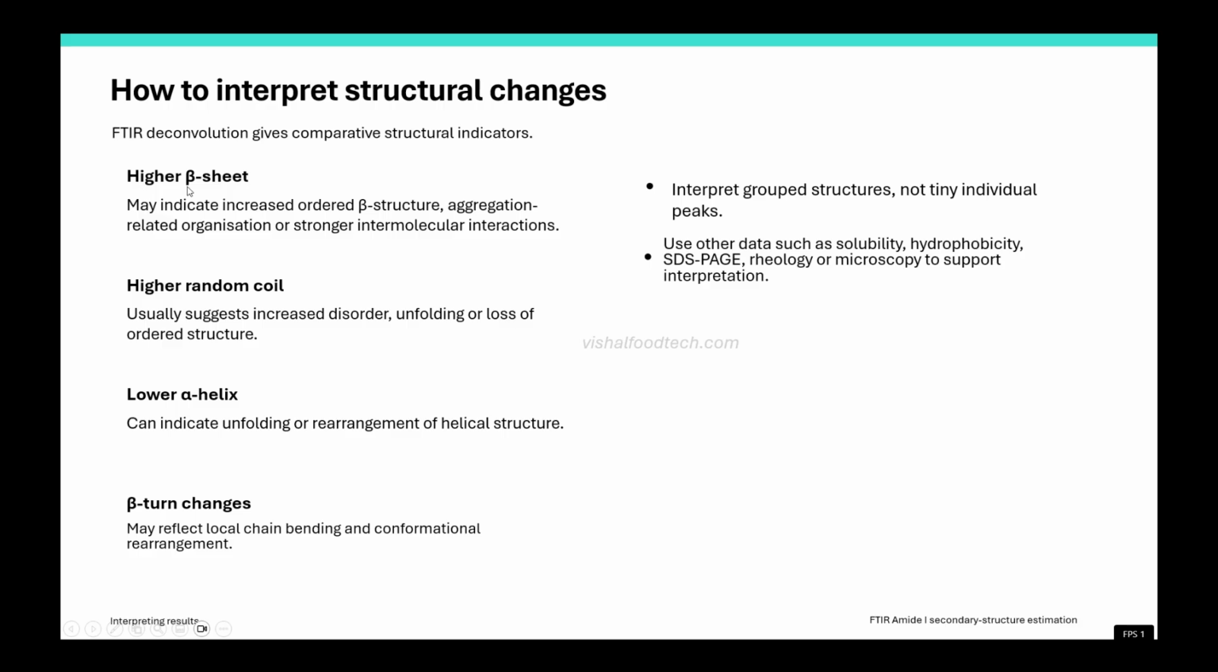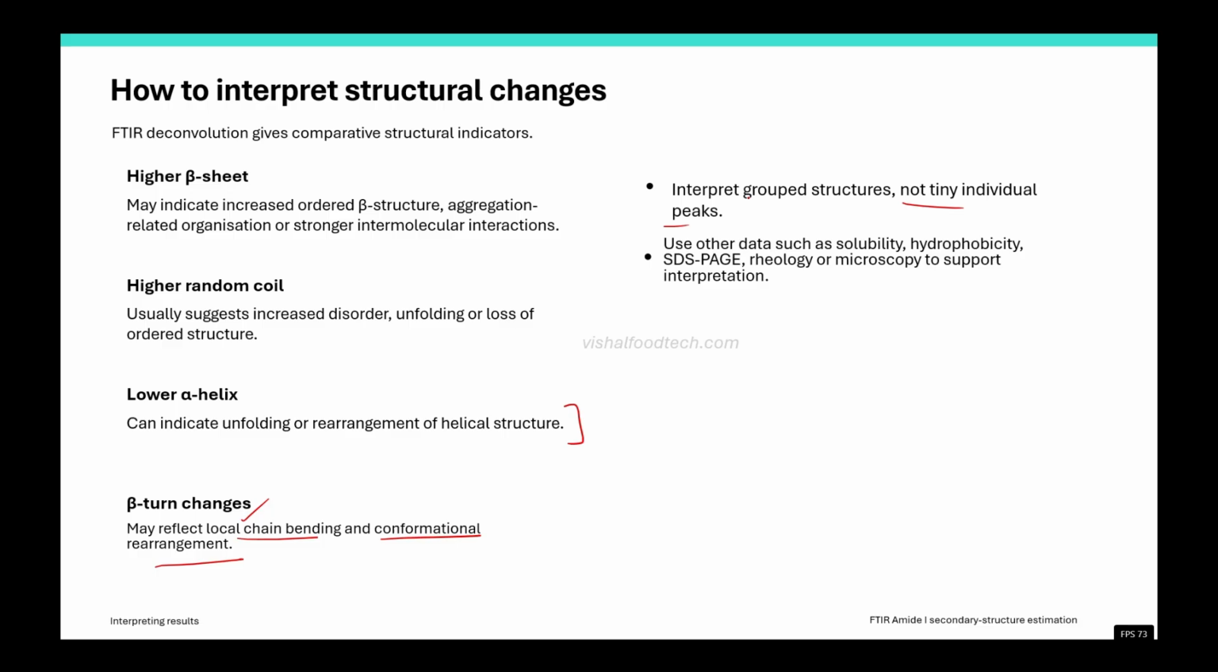This is a general interpretation, not universal. A higher beta sheet may indicate increased ordered beta structure, aggregation-related organization, or a stronger intermolecular interaction. A higher random coil usually suggests increased disorder, unfolding, or loss of ordered structure, whereas a lower alpha helix can indicate unfolding or rearrangement of helical structure, whereas beta turn changes may reflect local chain bending or conformational rearrangements.